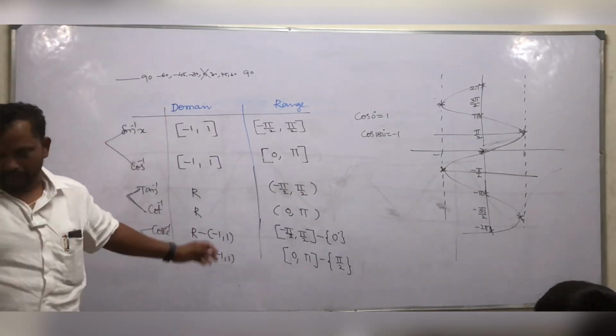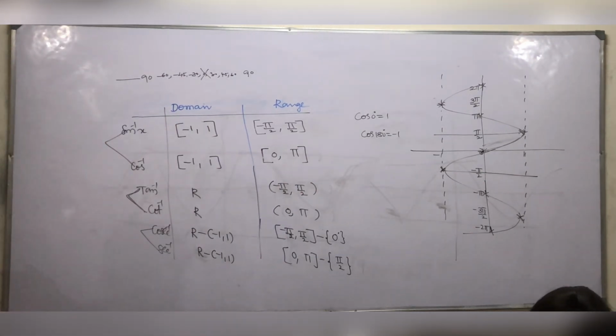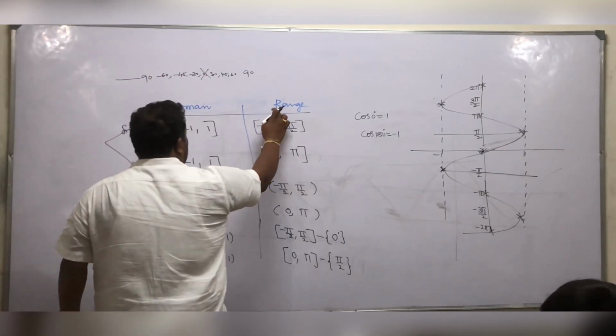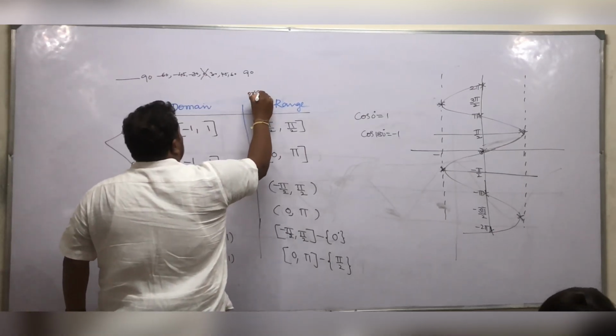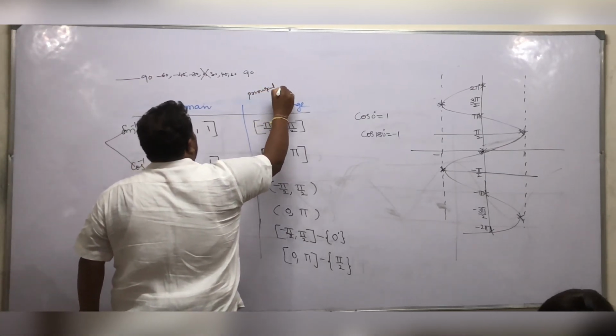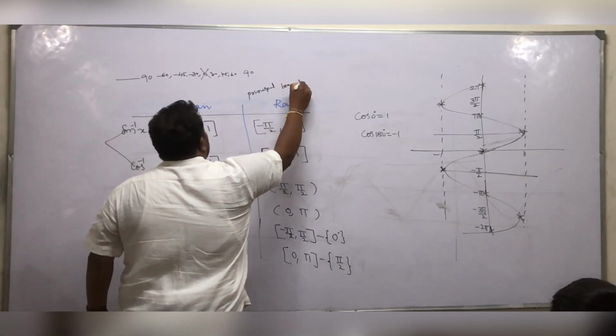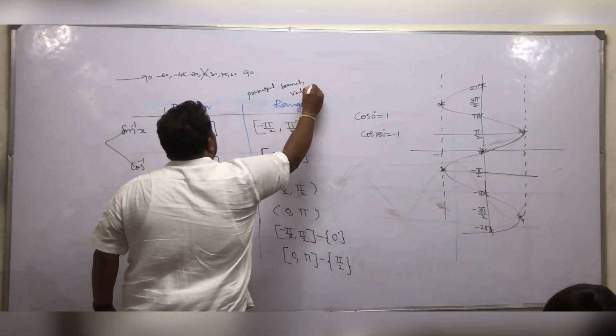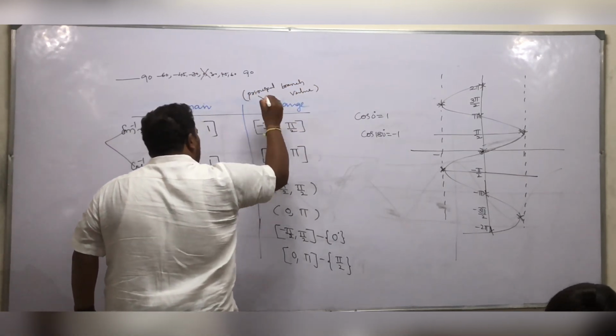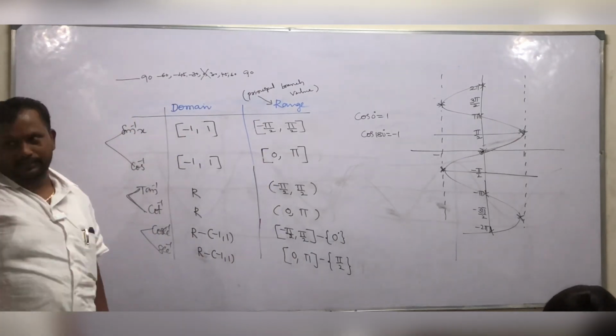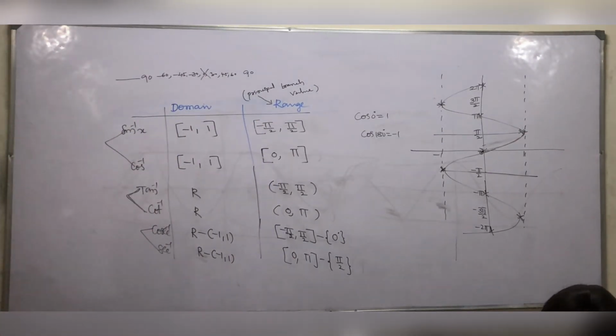Understood students? Right now, this is a domain. This is the range. Another name is called as principal branch value. Principal branch value. This is also nothing but range. But don't practice graphs. It is not required. Only table enough.